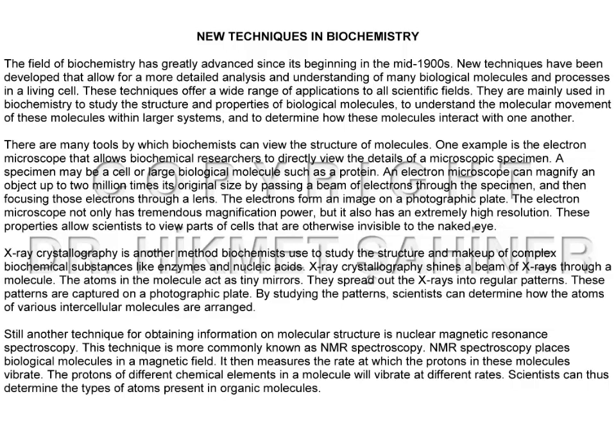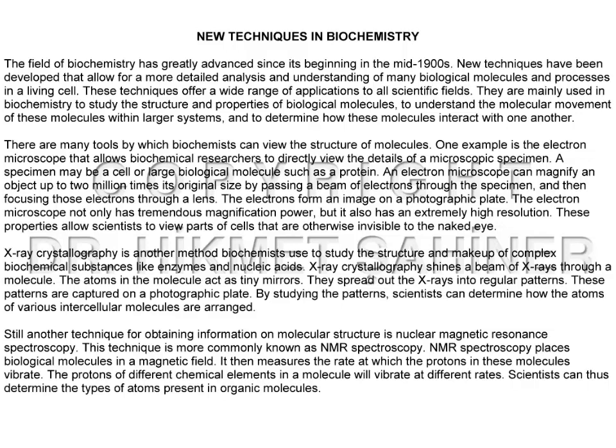X-ray crystallography is another method biochemists use to study the structure and makeup of complex biochemical substances like enzymes and nucleic acids. X-ray crystallography shines a beam of X-rays through a molecule. The atoms in the molecule act as tiny mirrors. They spread out the X-rays into regular patterns. These patterns are captured on a photographic plate. By studying the patterns, scientists can determine how the atoms of various intercellular molecules are arranged.